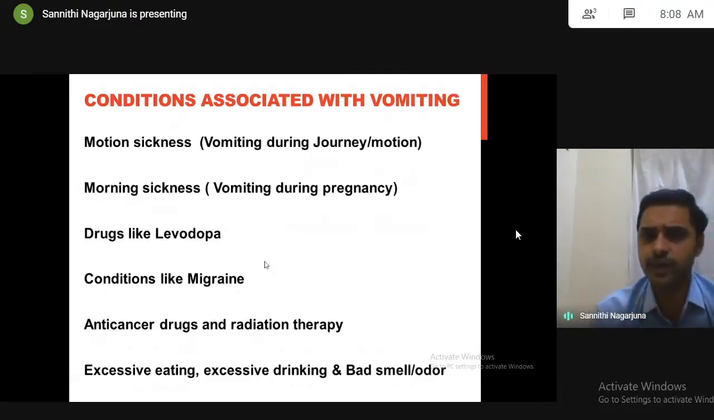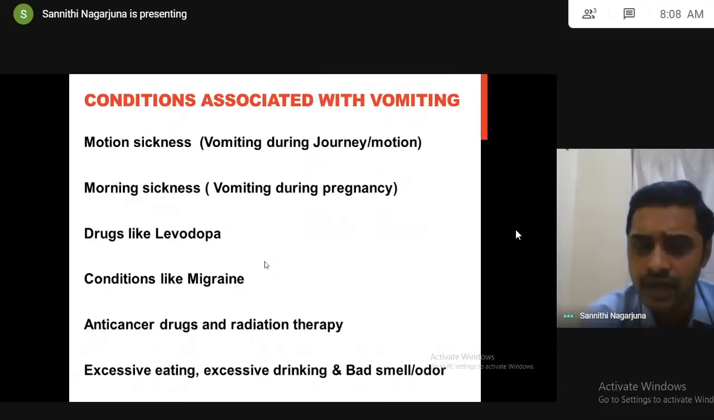Even in migraine, people have severe vomiting, and because of excessive eating, drinking, bad smell, bad odor, or food poisoning, we have vomiting. So in all these conditions we have vomiting as a problem, and in all these conditions we are using antiemetics. But which antiemetics do we have to use? What is the reason for vomiting?